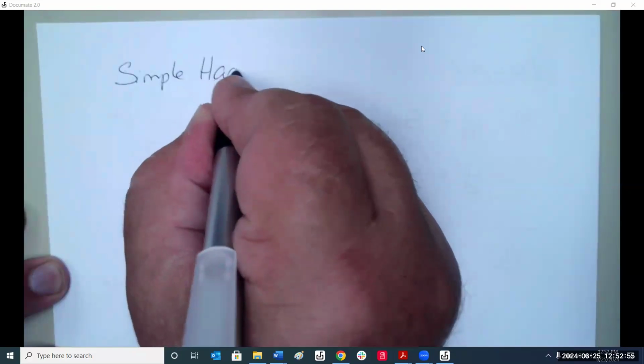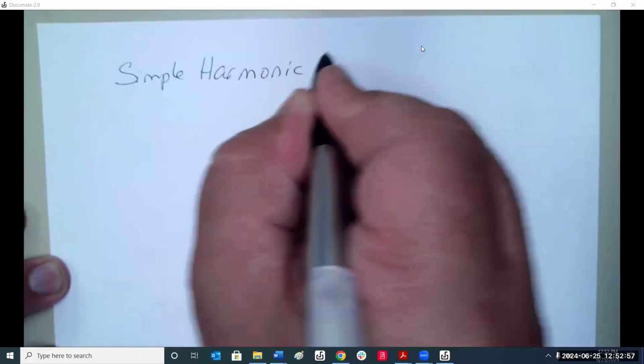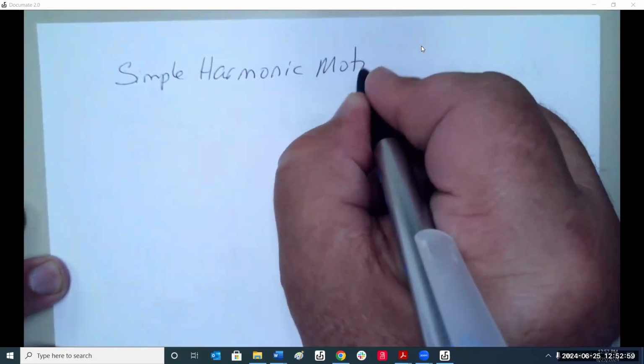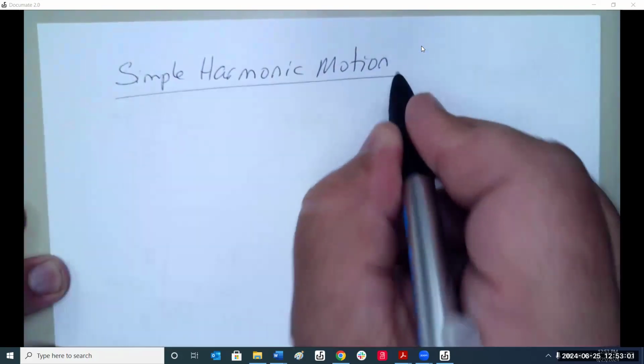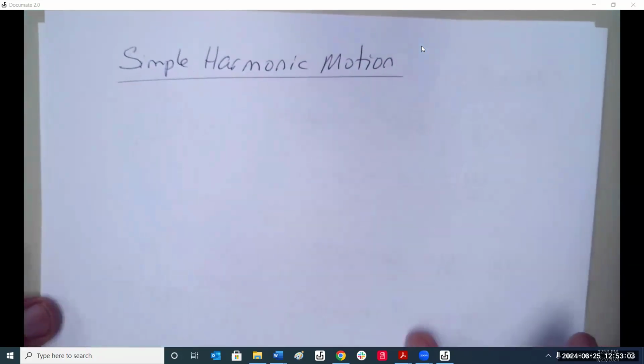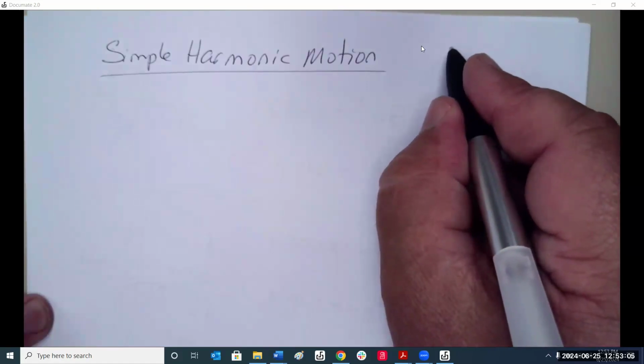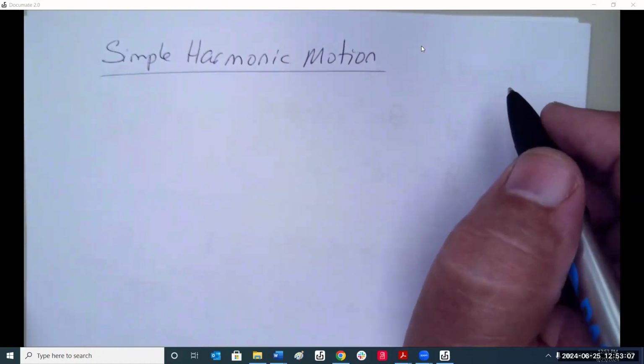Simple harmonic motion. Have you ever heard of that before? That's springs, harmonic motions.